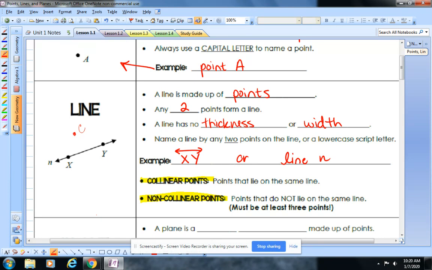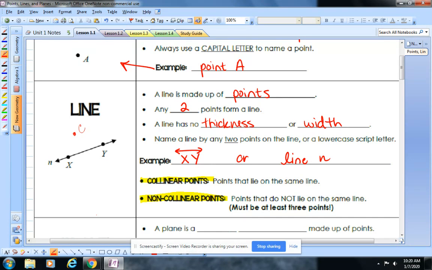Okay? So any 2 points make a line, right? For something to be non-collinear, that means you have to have an extra point out there that does not fall on that line, right? Because X and Y can be collinear, but those 3 are not collinear because they're not all on the same line. Does that make sense?